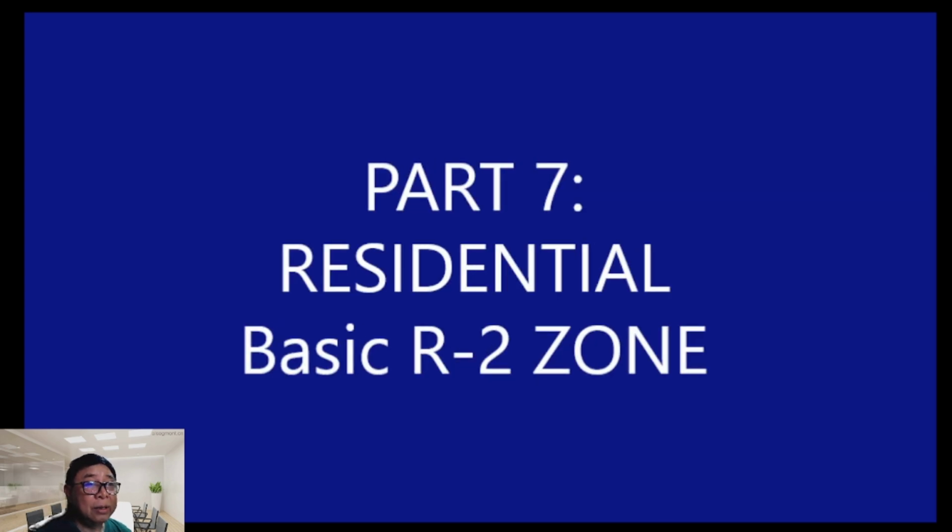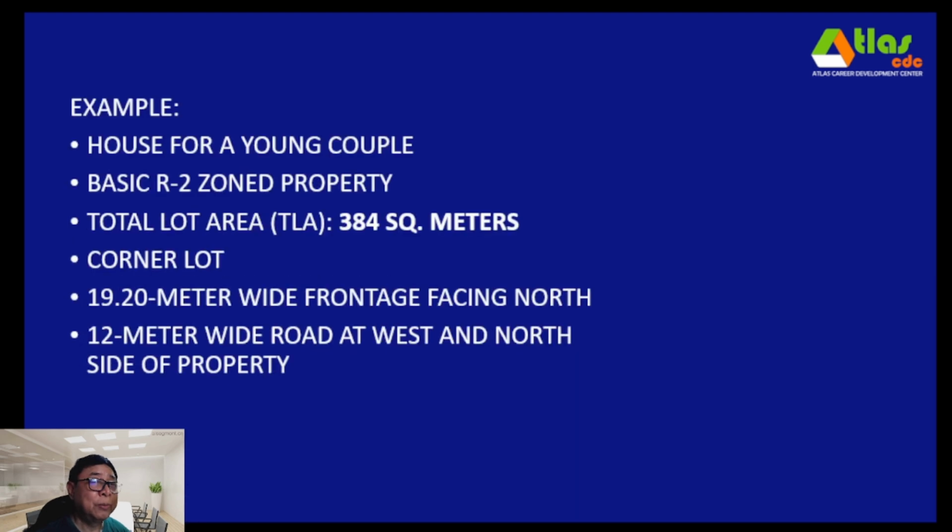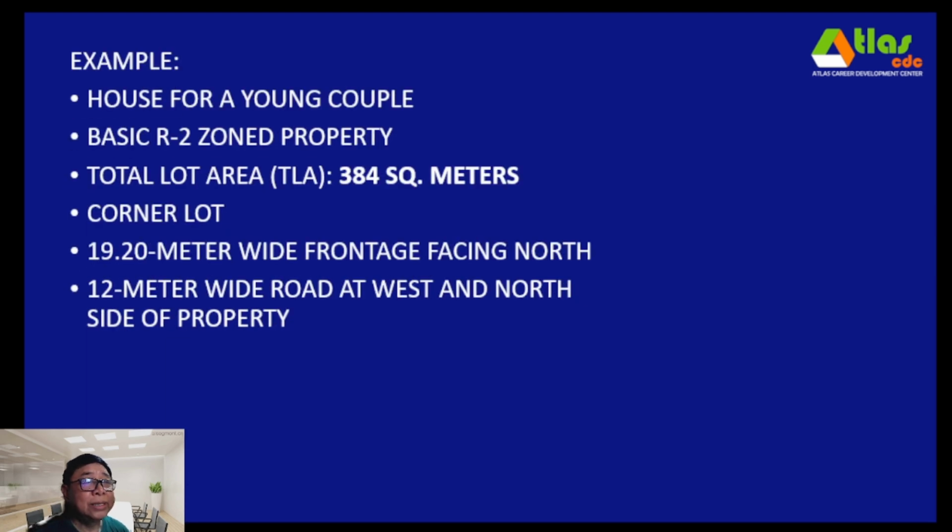And for this episode, we're going to have as an example a building on a residential basic R2 zone. So this will be our example, a proposed house for a young couple located in a basic R2 zone area with a total lot area of 384 square meters. It is a corner lot having a 19.20 meter wide frontage facing north, and there is a 12 meter wide road at the west and north side of the property.